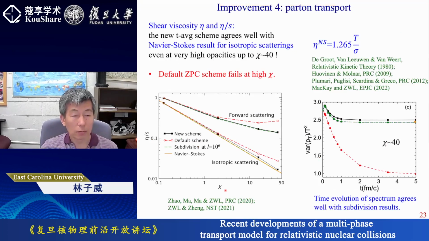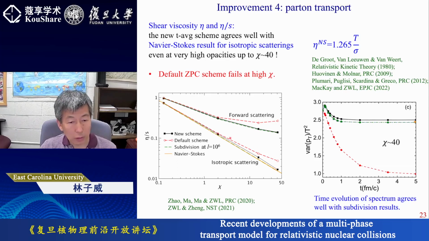We also look at the viscosity of this new collision scheme, which gives us the black line results for the η/s for the gluon gas for different opacities, from small opacity to large opacities. And then we can compare with the Navier-Stokes formula for isotropic scatterings, which is almost exactly correct. We can compare with this orange line, and they are pretty close. So we can say the new scheme reproduces the shear viscosity η as well as η over s well, up to very high opacities like 40. These are super high densities or cross sections.